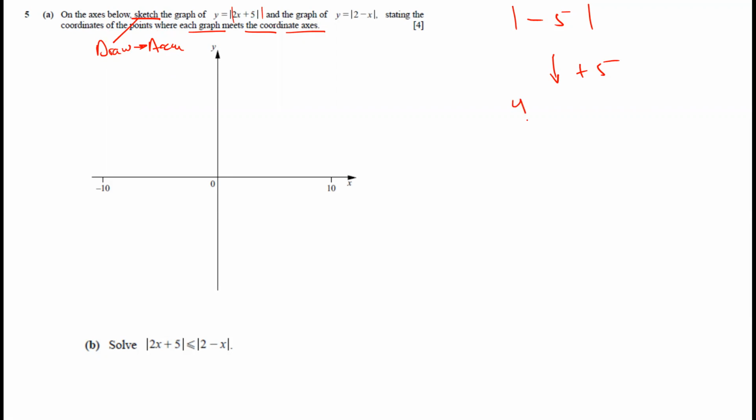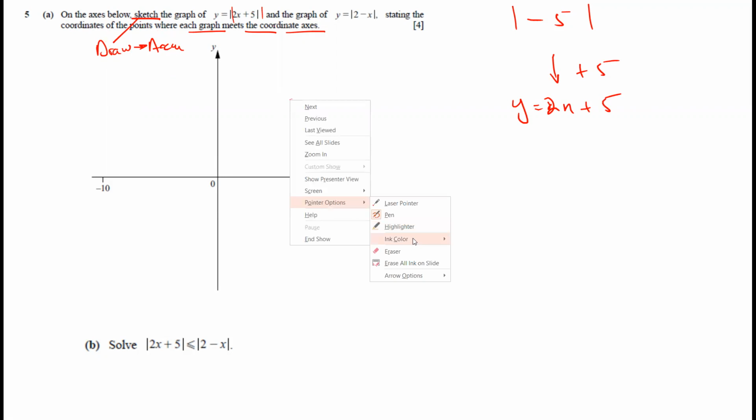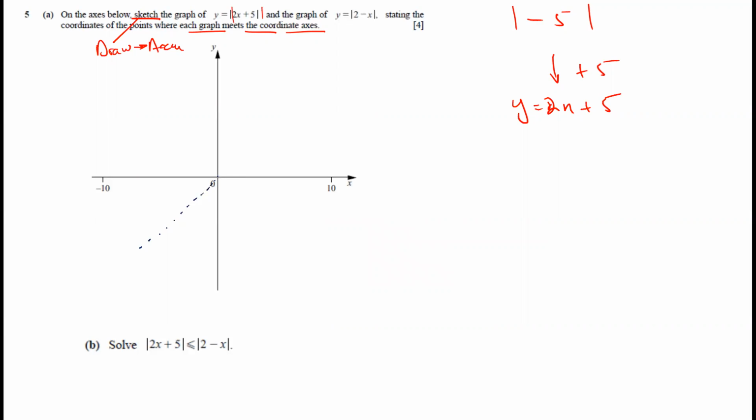So for example, y equals 2x plus 5. Let's use a different color for this. Let's use blue. So this is y equals x. This line is y equals x. Now y equals 2x would be a bit steeper. So this is y equals 2x.